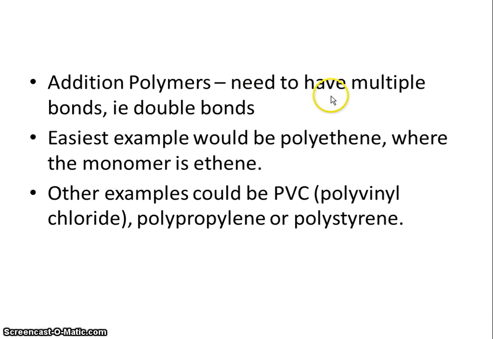Addition polymers, you need to have multiple bonds, so double bonds, to be able to make them. Easy example would be polyethene, where the monomer is ethene. Other examples would be polyvinyl chloride, or PVC. You know, you have PVC jackets and PVC trousers, okay? Polypropylene, you have a polyprop top you might put on when you're cold. I love my polyprops in winter. I can't live without them.